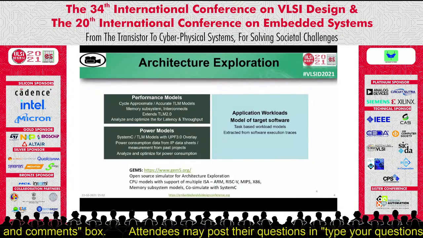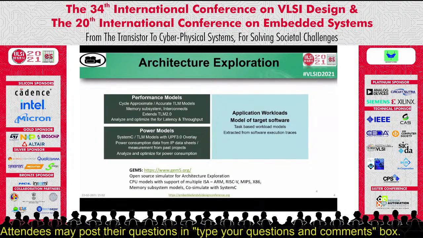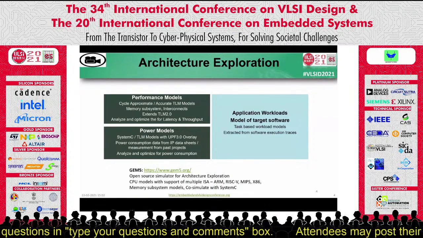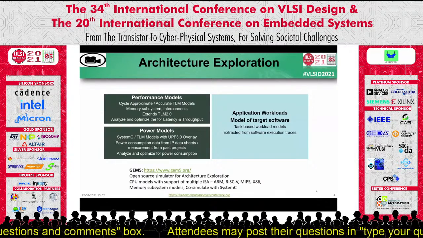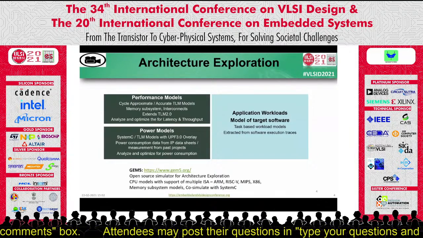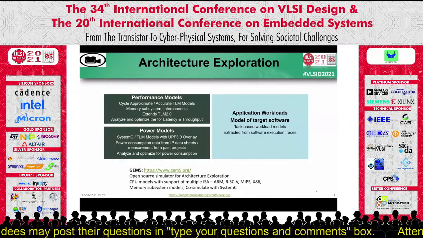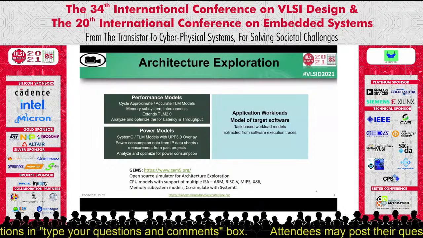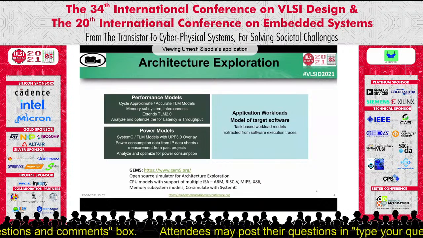Power models. For developing power models, there are various techniques prevalent in the industry. One of the standard ways is to use SystemC and transaction level models with the UPF 3.0 overlay. We can get the power consumption data from the IP data sheet or measurements from past projects and overlay it on top of the system TLM models using the UPF 3.0 format. These can be used to analyze and optimize the power consumption of your system.